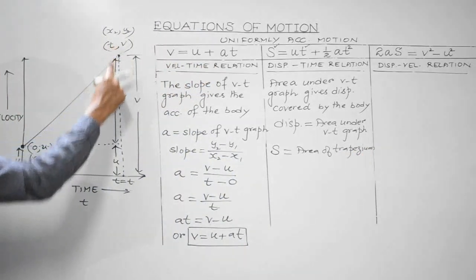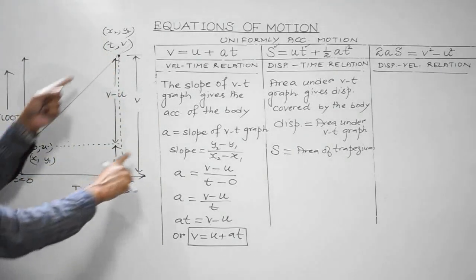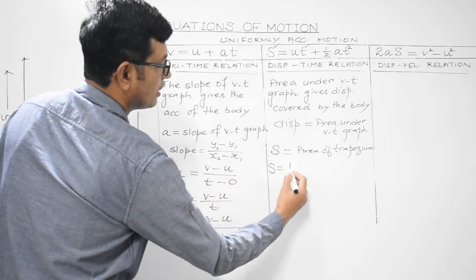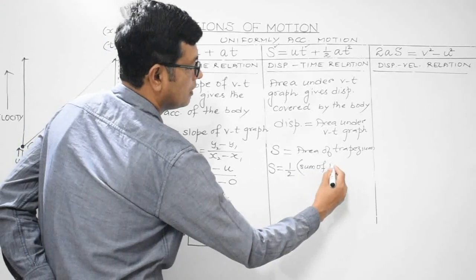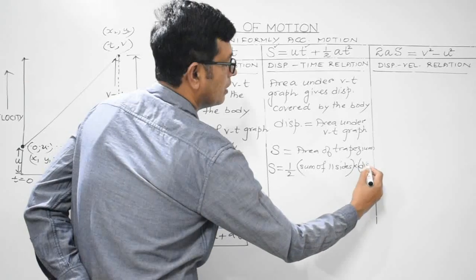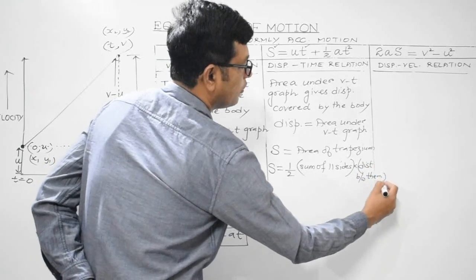Which geometrical figure is this? It's a trapezium. These are the two parallel sides and these are the two non-parallel sides. And students, area of trapezium is equal to half sum of parallel sides multiplied by distance between them. This is the formula to be used.